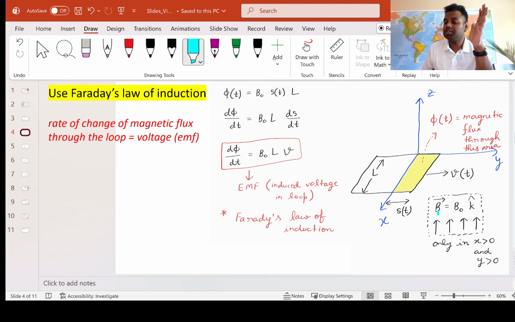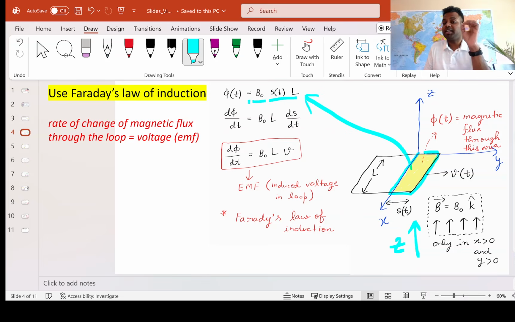The flux will be straightforward. You have constant magnetic field B naught, right? And B naught is in the Z direction. So you take B naught and multiply that by the area S times t. S(t) is this yellow area, right? That is your S(t), and that will give you the magnetic flux at time t.